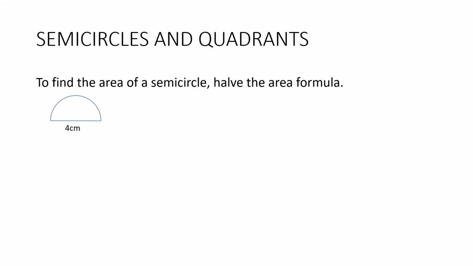We can also find the area of semicircles and quadrants. All we have to do in each case is work out the proportion of the circle that we have. So with a semicircle, we have half of a circle, don't we? So we just take our formula, pi r squared, and we divide by 2. Or we could do a half times pi r squared.